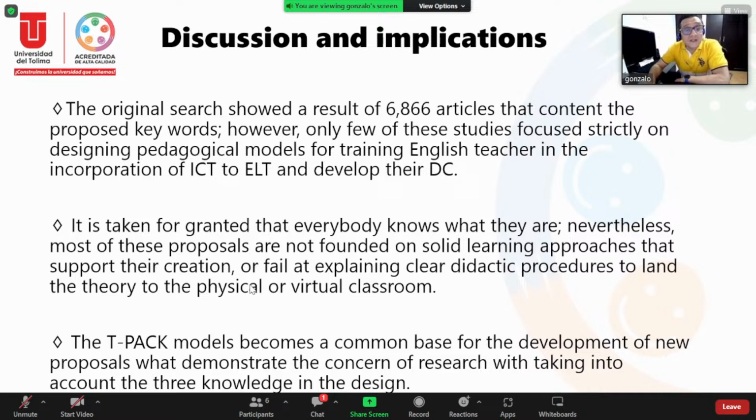Most of the articles and studies take for granted that everybody knows what a pedagogical model is. There is no definition of pedagogical model in these articles. They assume that everybody knows what a pedagogical model is, no? A TPACK model is the common denominator. Most of the articles that I read that create proposals or models to incorporate technology into education are based on the TPACK model.